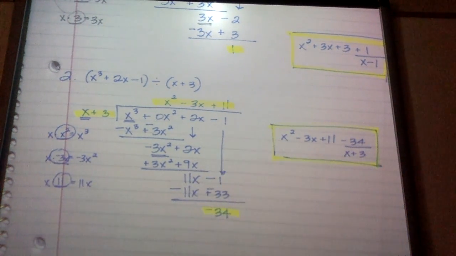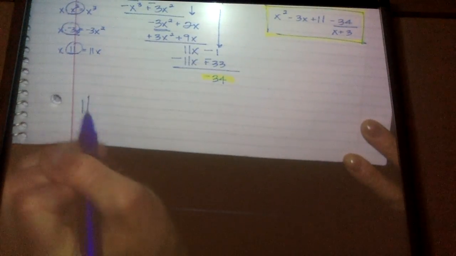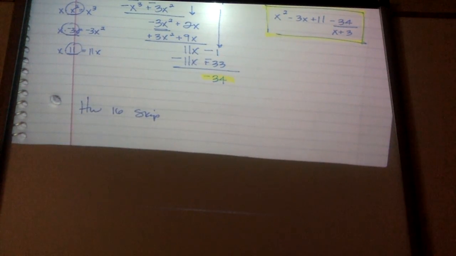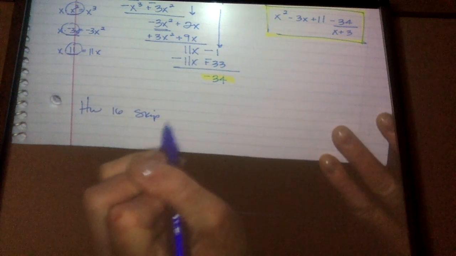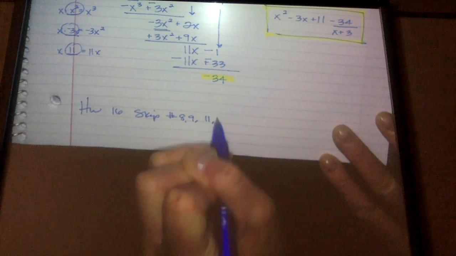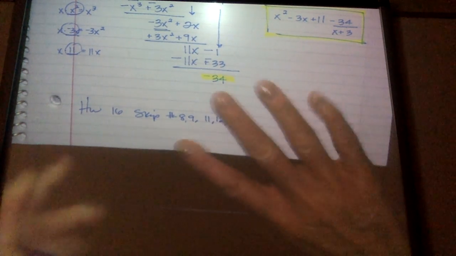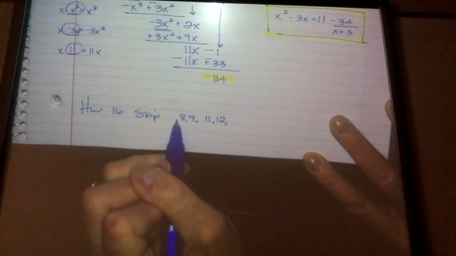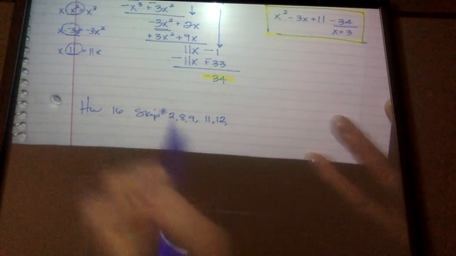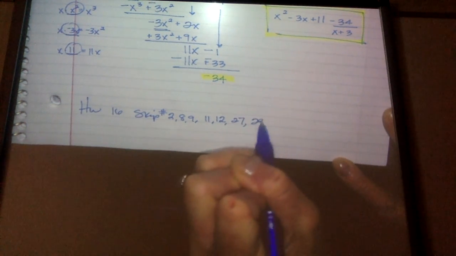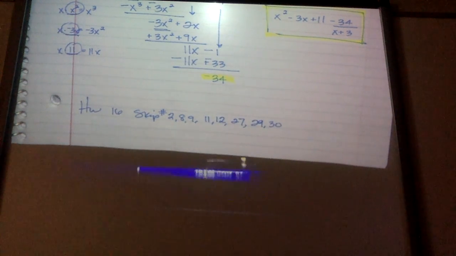That concludes this lesson. For homework, you're going to skip numbers 8, 9, 11, 12. Sorry, I should have fit in there. I like to put it in order. You should be skipping number 2. 8, 9, 11, 12, 27, and the last two, 29 and 30. You're welcome. That's a lot of problems.